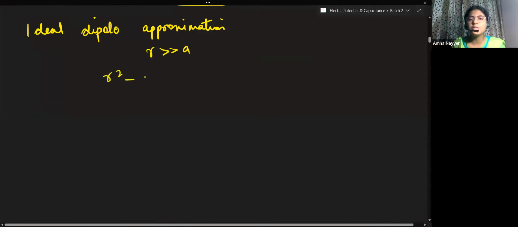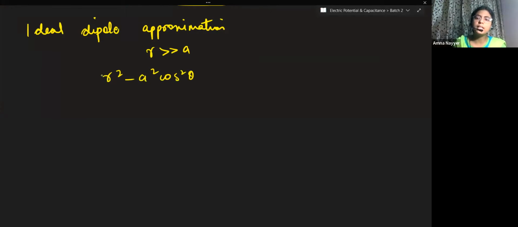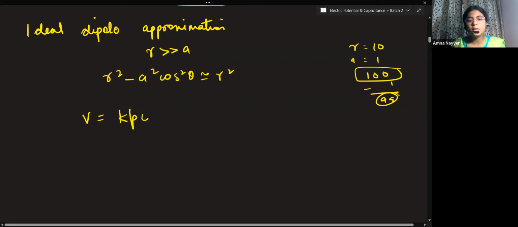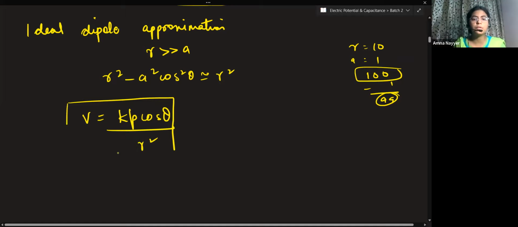So if you have r square minus a square cos square theta, say r is 10 and a is 1, you are subtracting 100 minus 1, that is almost equal to 99. So instead of writing 99, I can write it as 100 also, as an approximation. So r square minus a square cos square theta can also be written as r square. So your potential becomes kp cos theta divided by r square.